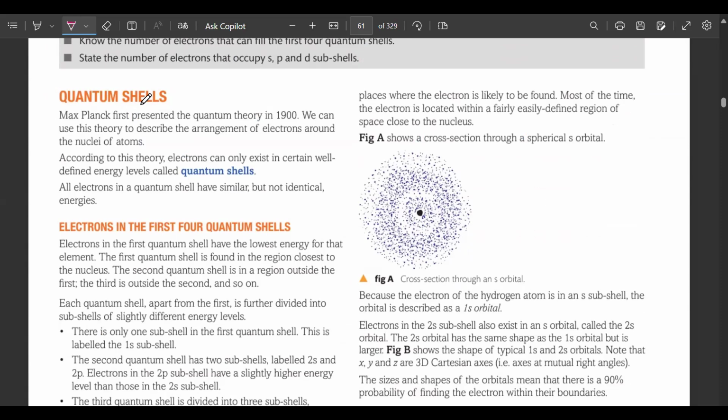Remember what are subshells and orbitals? How many subshells are there? Speak a bit louder. I can't hear you. Yeah, okay. Speak louder. Yes, bring the mic closer to you.